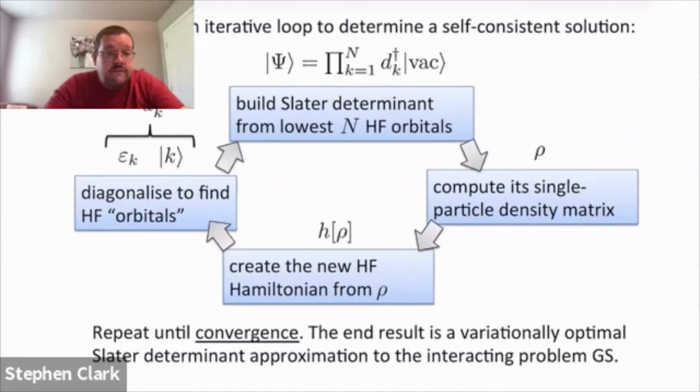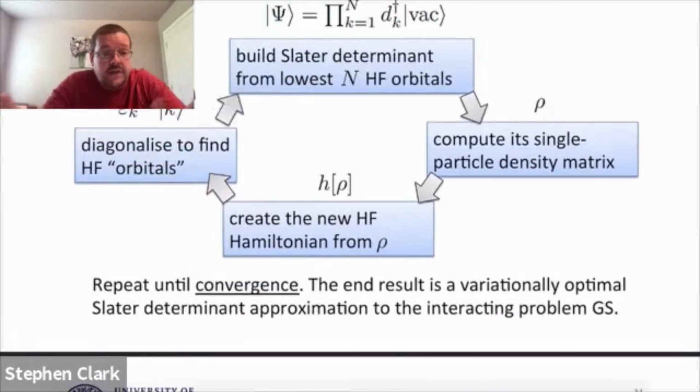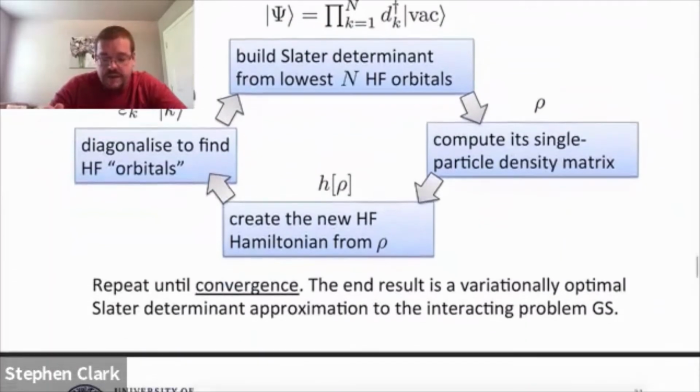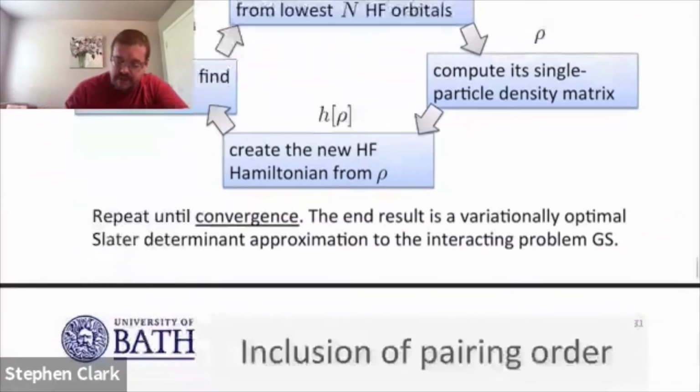And at the end, you'll have variationally optimized the Slater determinant that gives you the best Slater determinant approximation to the ground state. Okay, so that's what Hartree-Fock looks like in second quantization. It all relies on the one particle density matrix of the problem, because Slater determinants are fully defined by the one particle density matrix because they're such simple states.